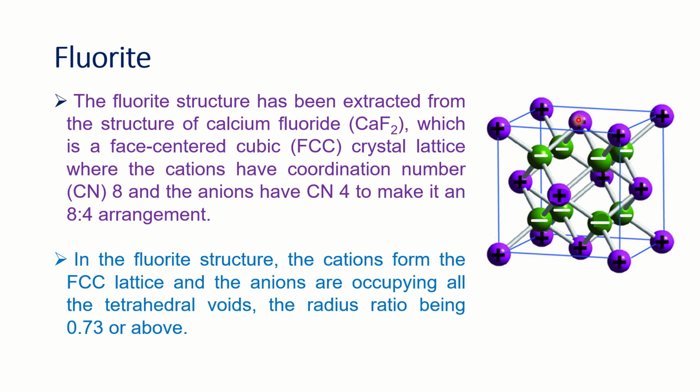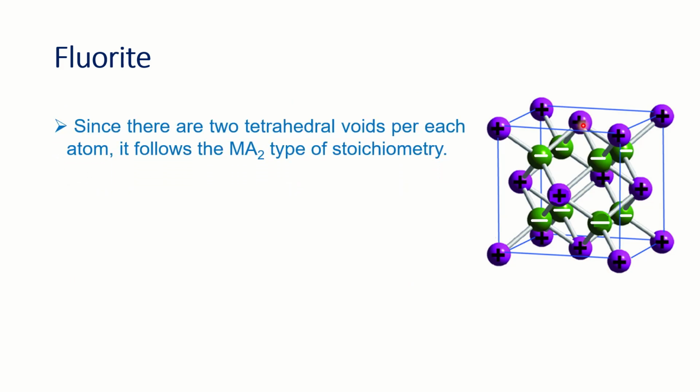So it supports that the fluoride ions form a simple cube and at its body center there is situated a calcium 2 plus ion. Since there are 2 tetrahedral voids per each atom, it follows the MX2 type of stoichiometry.